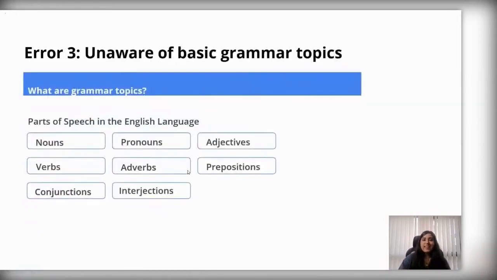All right. Next error: students are sometimes unaware of basic grammar topics. Now, let's just quickly recap what basic grammar topics are. Again, this is not a grammar lesson as such, but we'll just go through them quickly, which is basically the parts of speech in the English language. There are nouns, pronouns, adjectives, verbs, adverbs, prepositions, conjunctions, and interjections. Now, I'm not going to go into detail about what these are, but do understand your basic grammar topics and the different parts of speech in the English language. Now, this is a bit fundamental. This is what they teach us at the beginning, but again, it doesn't hurt to recap, okay?